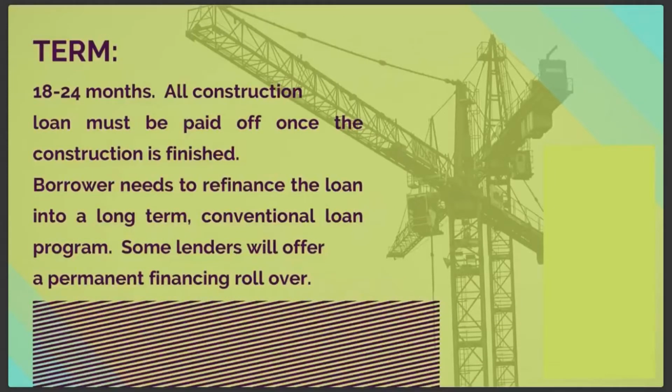In regards to term, there is 18 to 24 months on all construction loans, and it must be paid off once the construction loan is finished. The borrower needs to refinance the loan into a long-term conventional loan program. Some lenders will offer a permanent financing rollover.